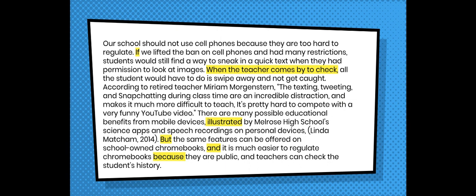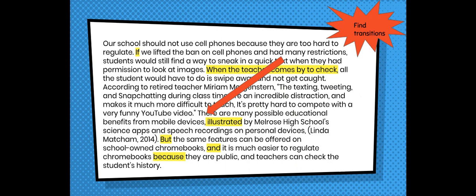And then "because" is also a transition that shows a cause and effect relationship. There's one spot in here where this person probably should have added another transition. Did you notice it when you were reading? It is right there. So the person has a quote that talks about how tricky it is to compete with a funny YouTube video. And so that is a negative about cell phones. But then the person switches right into a positive. There are many possible educational benefits from mobile devices. That's a quick, abrupt change for a reader.